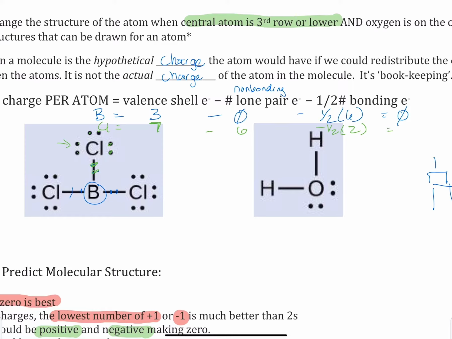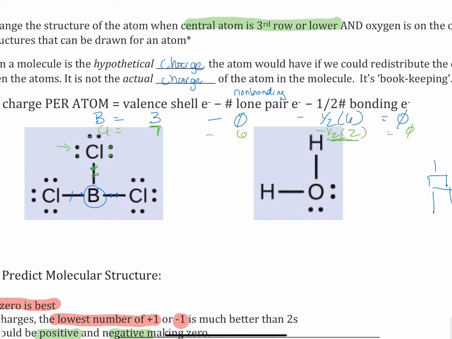And so that gives us 7 minus 6 minus 1, which is 0. So the formal charge on the boron is 0. The formal charge on the chlorine is 0. We don't actually put them on the structures. Just be aware when they're 0. Now, if it had been a +1, then we would put it like that.